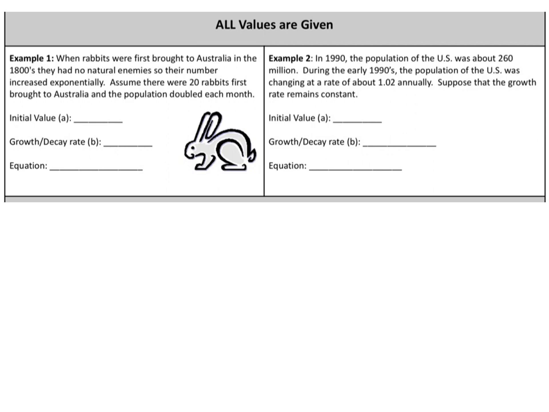Example number 1. When rabbits were first brought to Australia in the 1800s, they had no natural enemies, so their number increased exponentially.